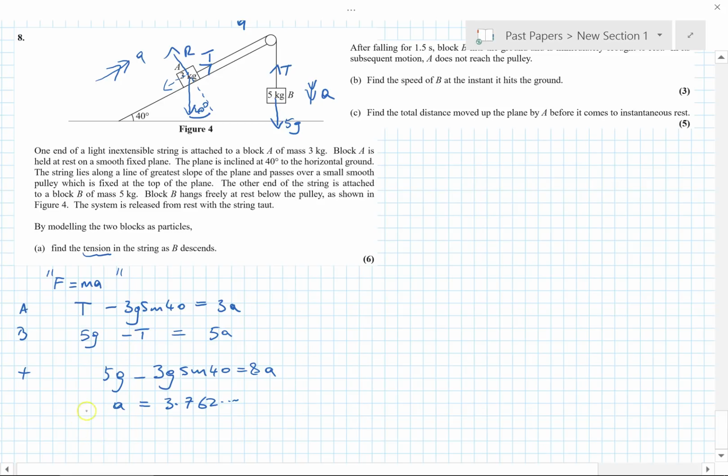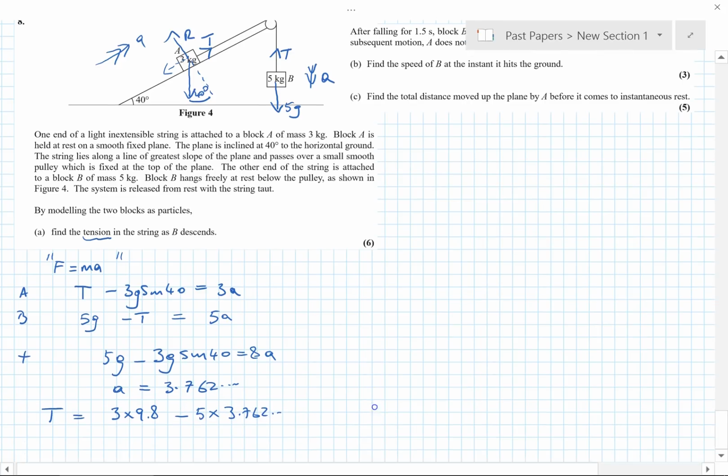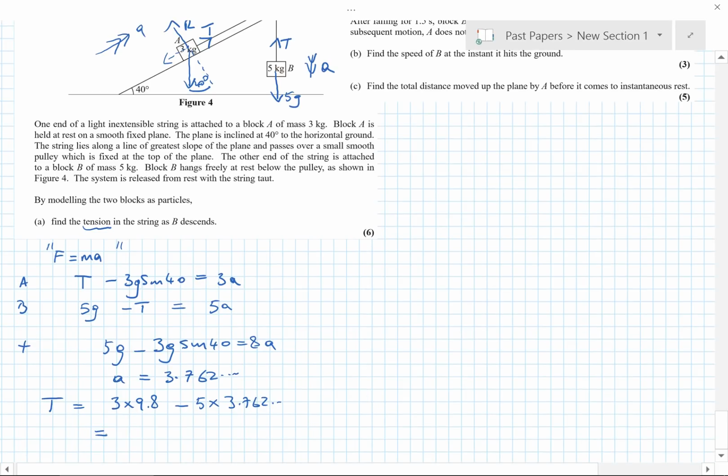So I've stored it in my calculator. And then to work out T, we can just rearrange the equation of motion for B. So that gives us T is equal to 3 times 9.8 take away 5 times 3.762 and so on. I'm just putting in the stored number I've got in the calculator, and that comes to, to the three significant figures which I'm given, 2 is also fine, 30.2 newtons. Okay, nice easy 6 marks at this stage in the paper.